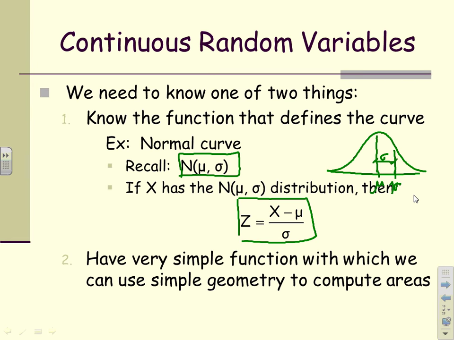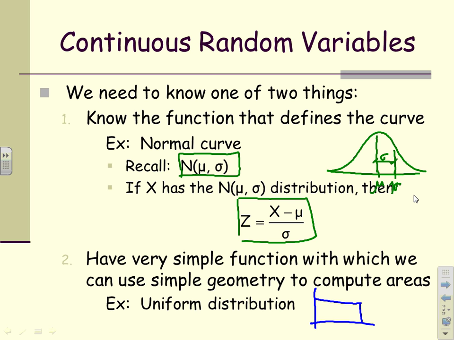And if it's not something that we already know the function that defines the curve, well, then maybe it's something that's a very simple function in which we can use simple geometry to compute areas. Now, when we say a simple function, maybe that's something like a uniform distribution. Well, a uniform distribution is a situation where each outcome is equally likely. It's just something where every number is equally likely.